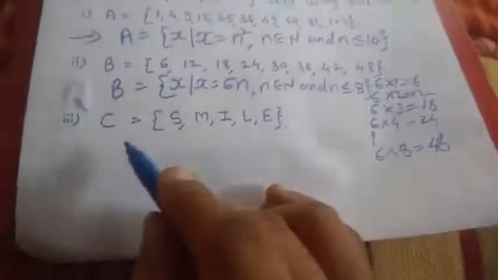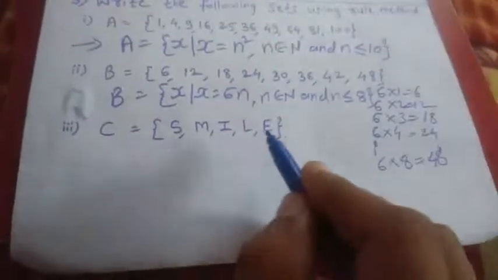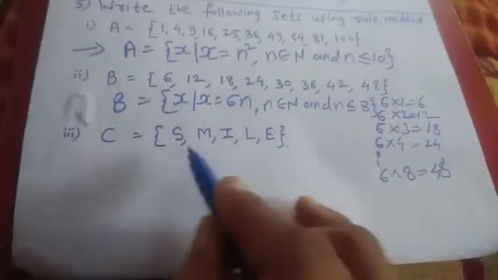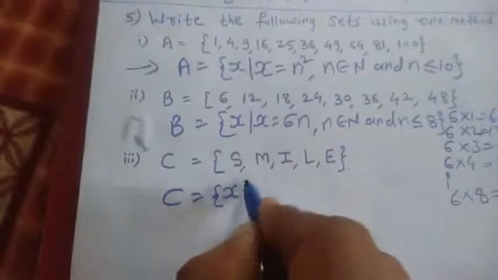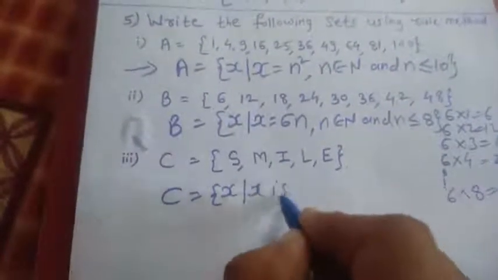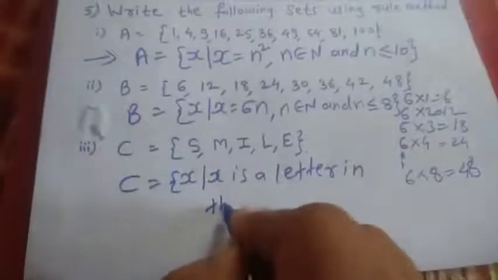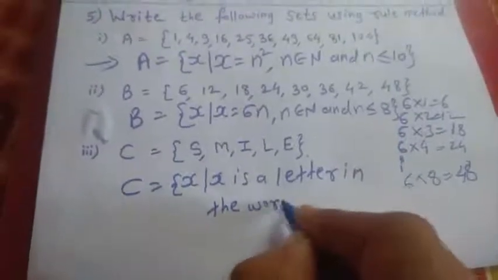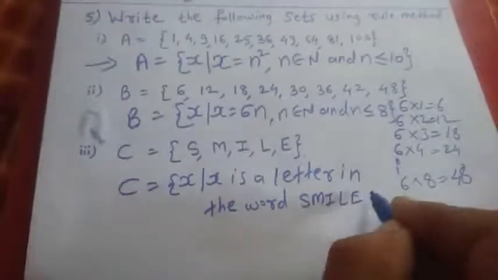Next example. This is a very simple example. C is equal to SMILE. They are the letters of the word smile. So we can write C is equal to x such that x is a letter in the word smile. Bracket complete.